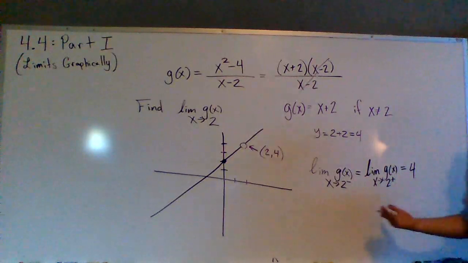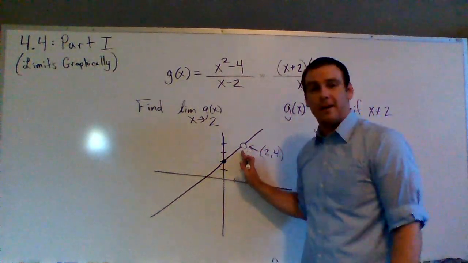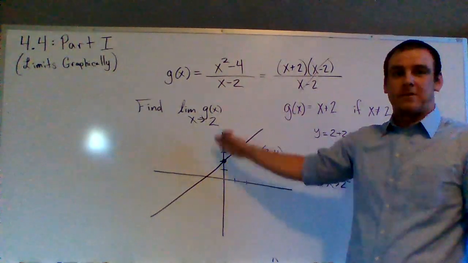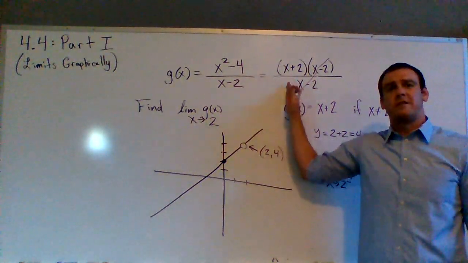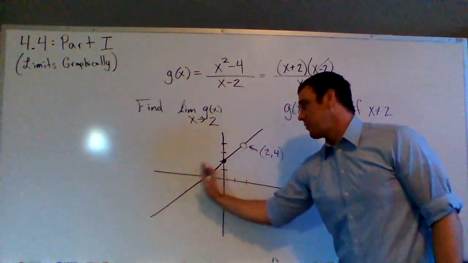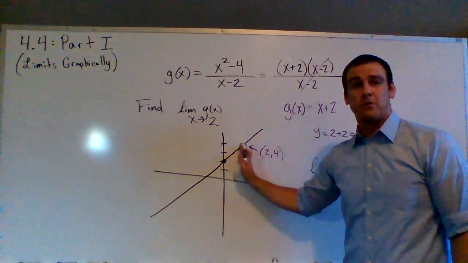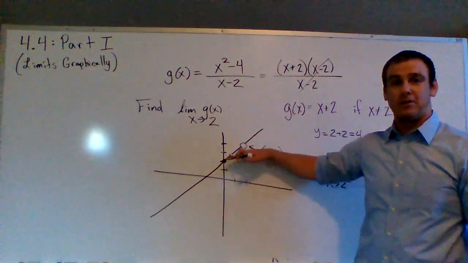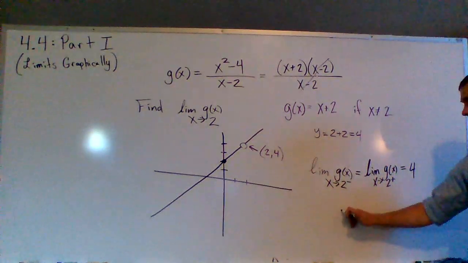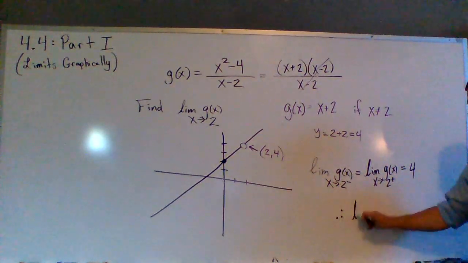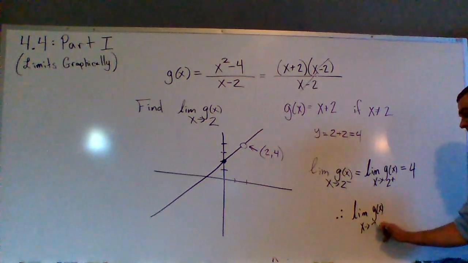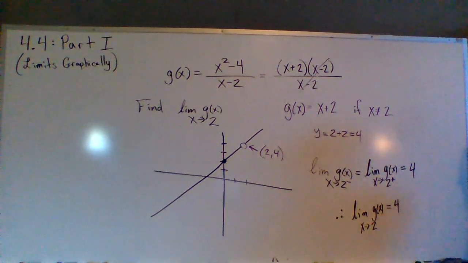So guys, don't freak out that it doesn't actually get to that value, okay? We don't really care. I'm not asking you what g of 2 is. G of 2 is undefined. What I'm talking about with limits, as we approach from the left and as we approach from the right, does that y value get closer and closer to the same number? Here it does. So therefore, the limit of g of x as x approaches 2 is going to equal 4.